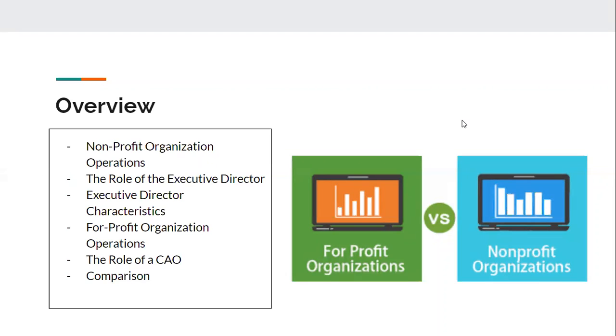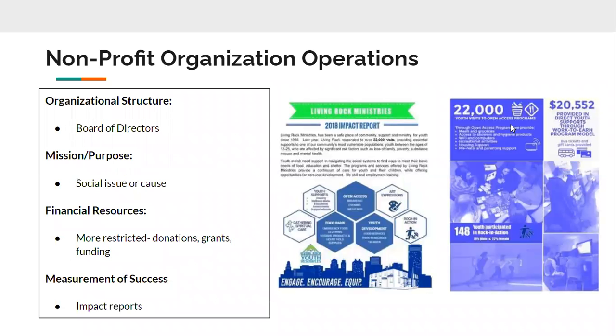To start us off, I'll give you a little bit of an overview of what we're going to talk about today. We're going to talk about nonprofit organizations, the role of the executive director in those operations, the characteristics that an executive director will have, the role of for-profit organizations in our economy, and then the role of the CAO, the Chief Administrative Officer. And we're going to be comparing those two different sectors and those two different roles today. And Laura will be continuing us on.